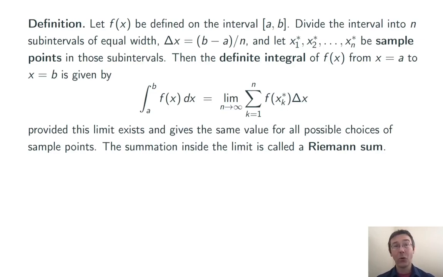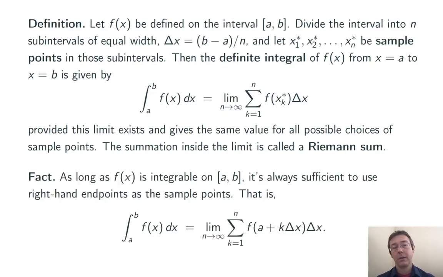Of course, this is only defined if that limit exists. And moreover, it's only defined if that sum on the right is always the same regardless of your choices for the x_k star. By the way, that summation itself is called a Riemann sum.